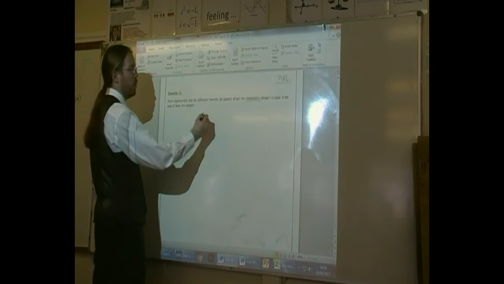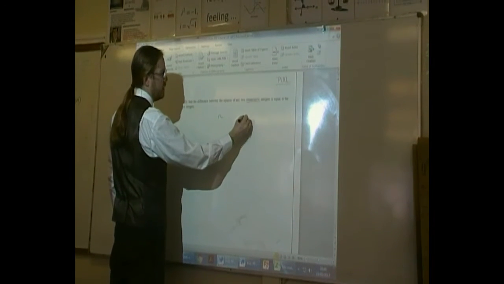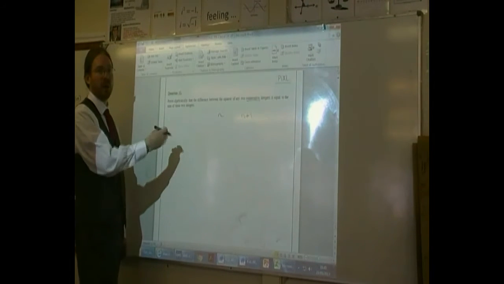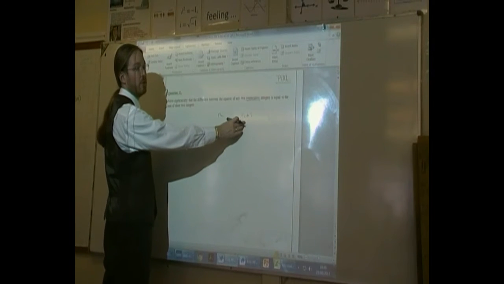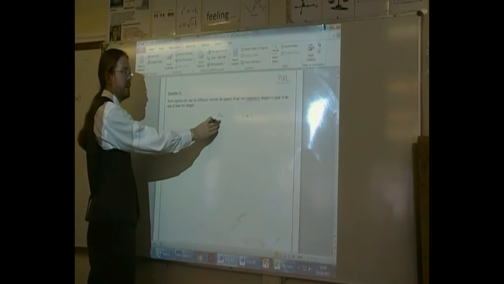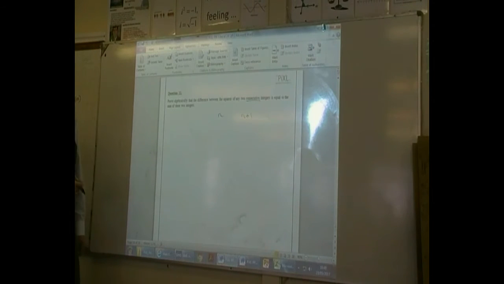So let's start with one of those integers being n, and the other one can be n plus 1. They're consecutive. One is next to the other. So if this number was 5, that would be 5 plus 1, which is 6. If it was 7, it would be 7 plus 1, which gives you 8. So they are consecutive. Okay?